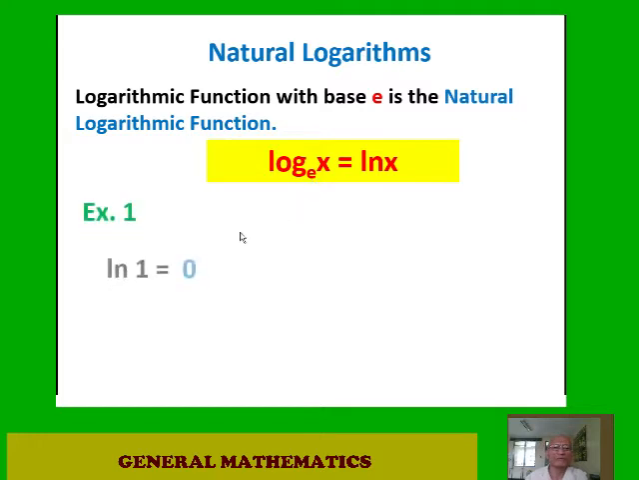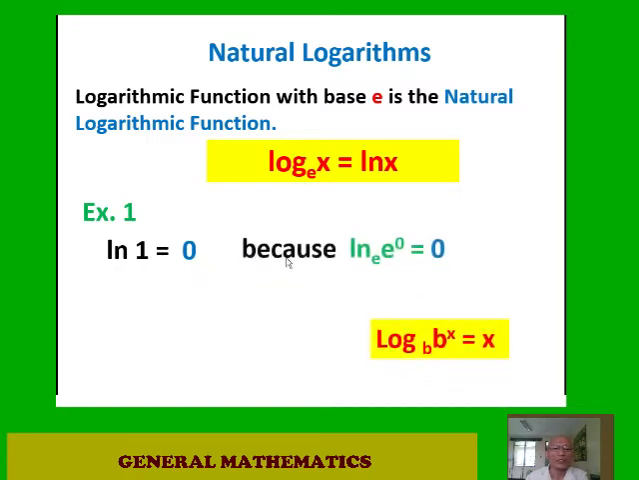Okay, for example, ln of 1 is equal to 0. This is because ln has its base e. 1 is the same as e to the 0. Any number, any expression raised to the 0 is equal to 1. So they have the same base e. So the value of this is the exponent, which is 0.